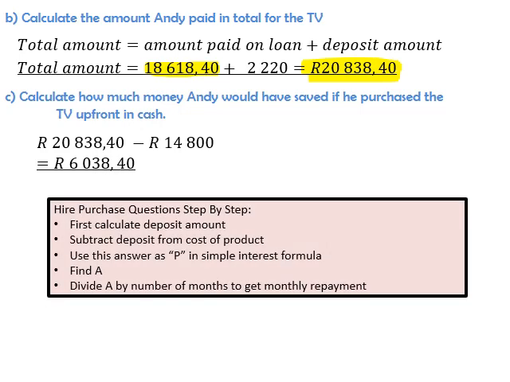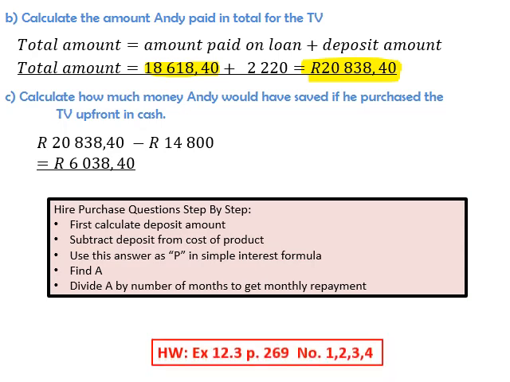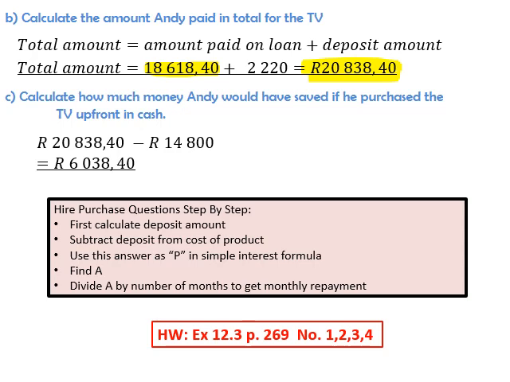Here's a step-by-step guide on how to face hire purchase questions. Read through those 5 bullet points if you are a little bit confused in your homework exercise, and then go for it. Do page 269, number 1, 2, 3, and 4, and let us know if you have any issues.